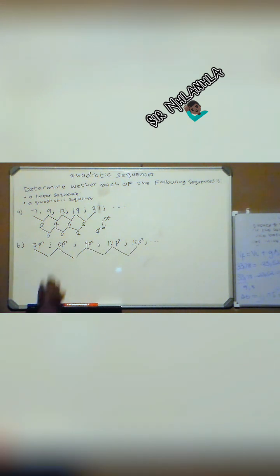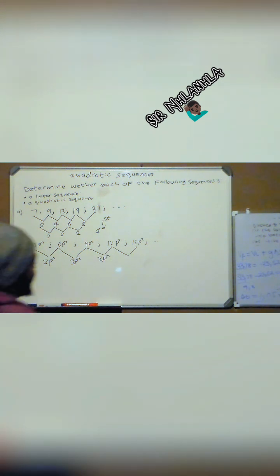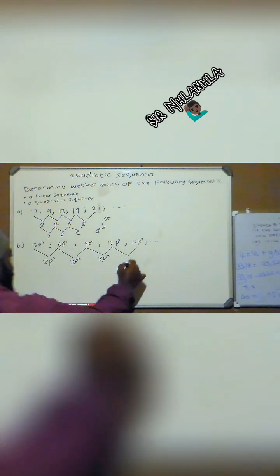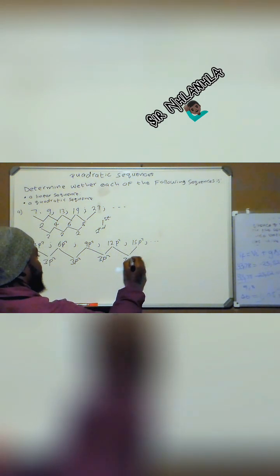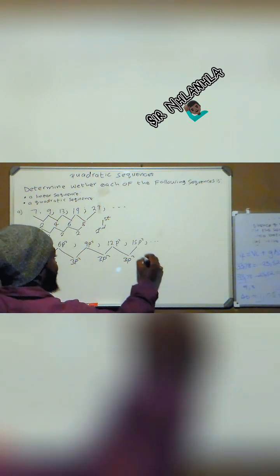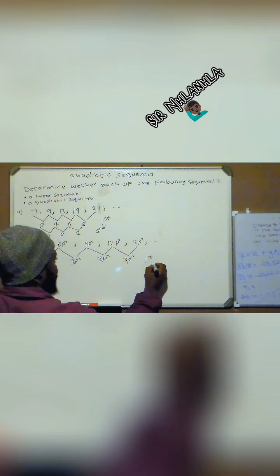So first difference, we start by saying 6p squared minus 3p squared, we get what? 3p squared. 9p squared minus 6p squared, we get 3p squared. 12p squared minus 9p squared, we get again 3p squared. And then 15p squared minus 12p squared gives us again what? 3p squared. This is our first difference.